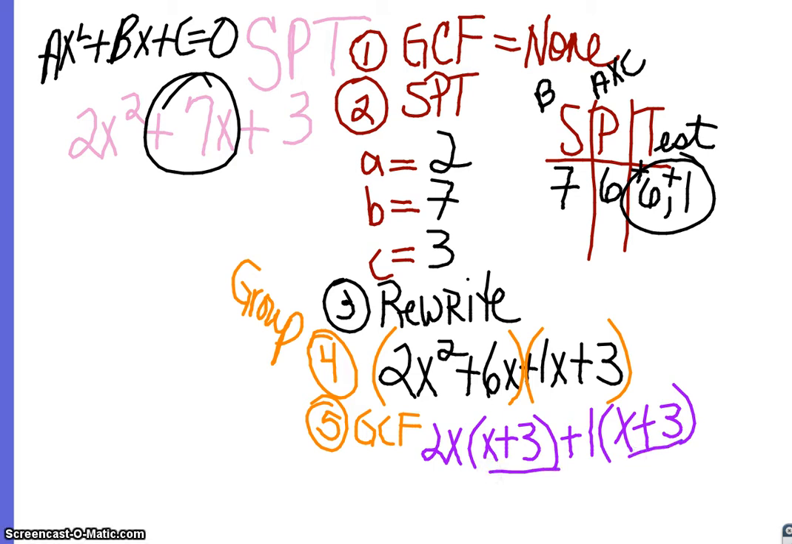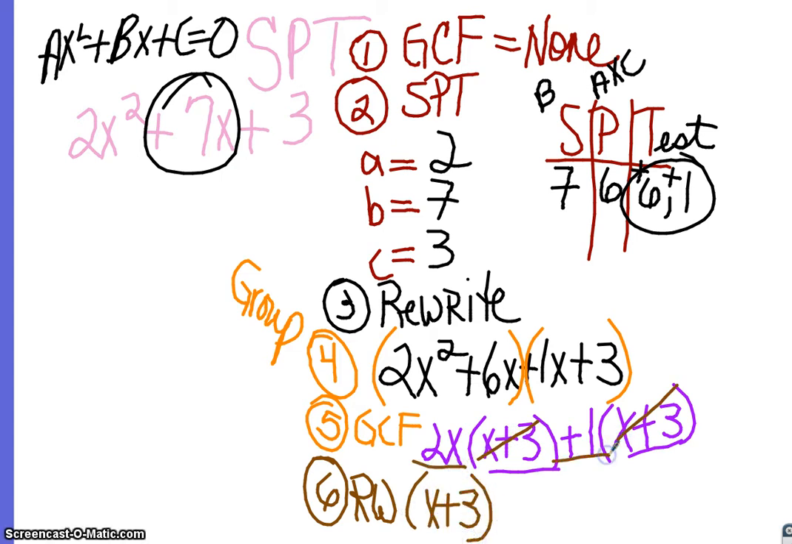And then my last step is 6, which is to rewrite. So I'm going to pull these 2 terms to the front, x plus 3. And I'm left with my 2x plus 1. So my other term is 2x plus 1. So that is my answer.